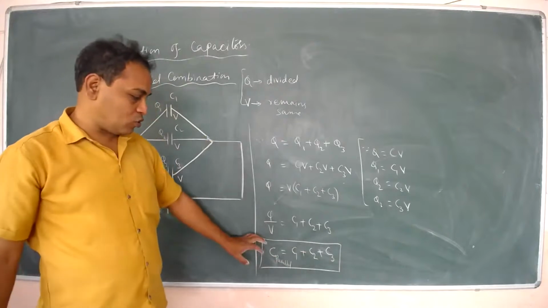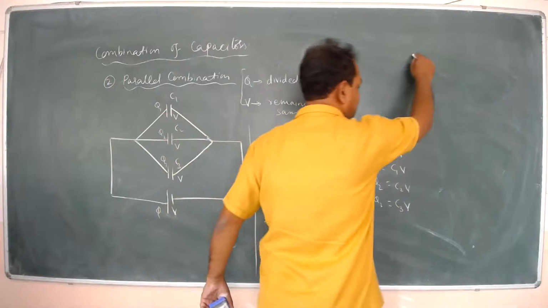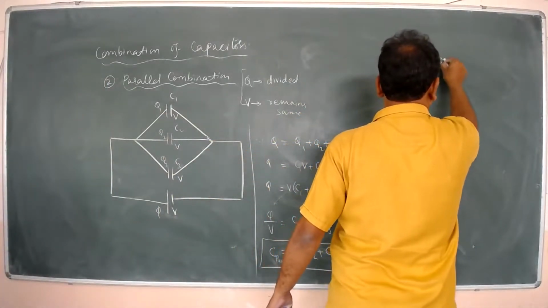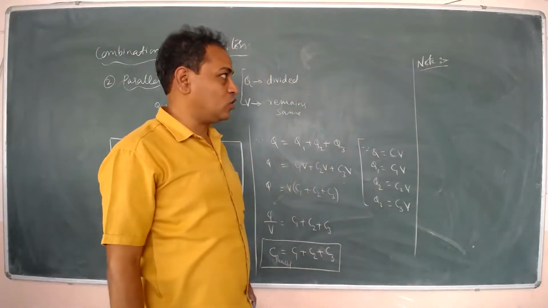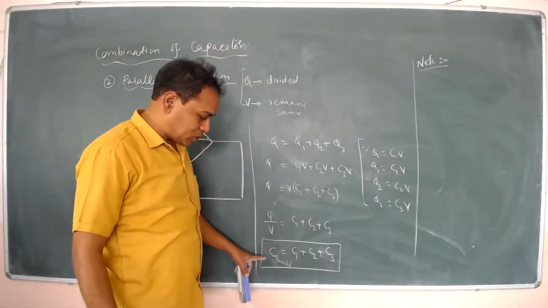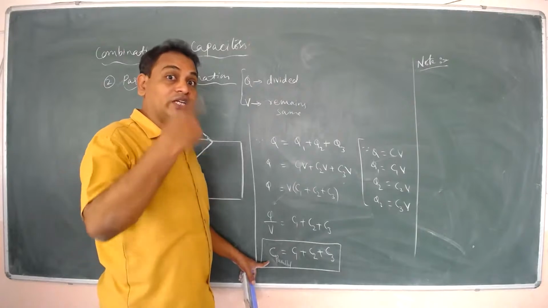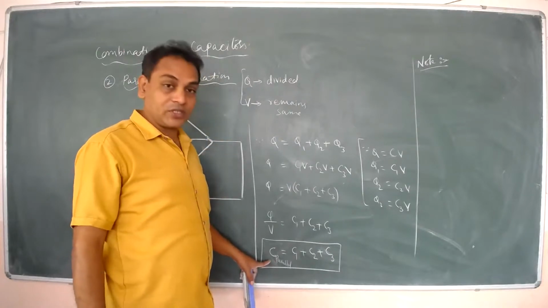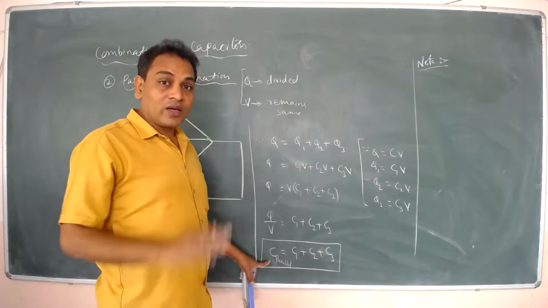Okay. Now here also we have to take one note, to be kept in mind. What is that note? Here the note is the effective capacitance of the parallel capacitors will be greater than that of the greatest value. In case of series combination, the effective capacitance is less than that of the least value; in case of parallel, greater than that of the greatest value.